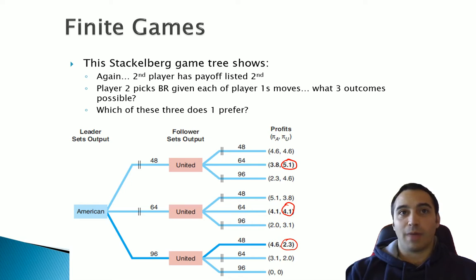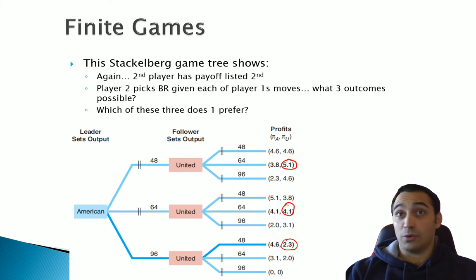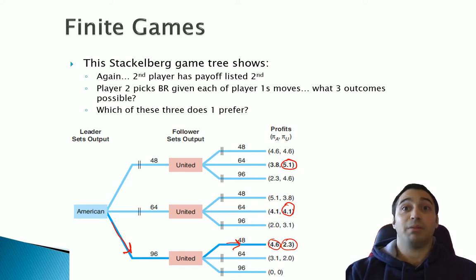Next, we're going to assume that American is pretty smart. They're going to observe that United would do this, and they're going to choose what's best for them. Would American like 3-8, 4-1, or 4-6? Well, it looks like American would really prefer the 4-6, so we know that American is going to choose 96. After American has chosen 96, United will observe 96 and choose 48. So the actions that we will observe after this game has been played is American plays 96, United plays 48.